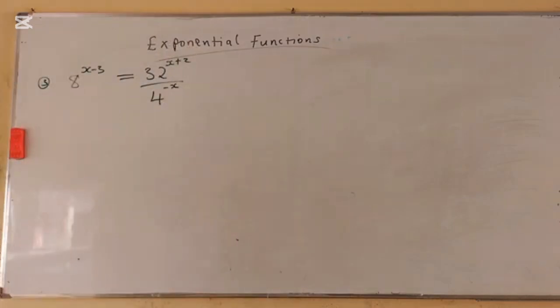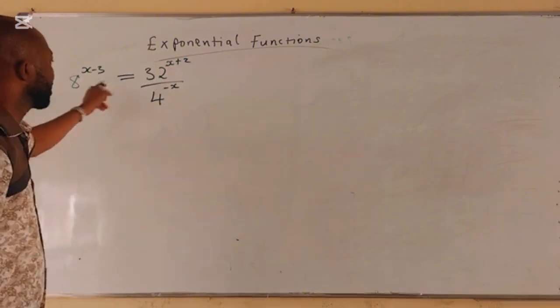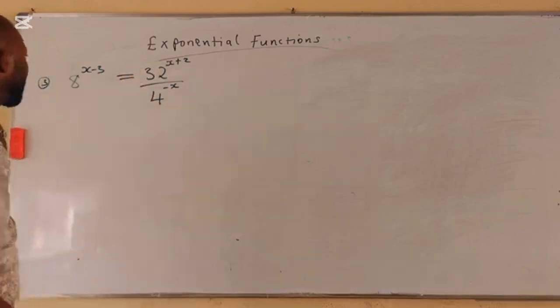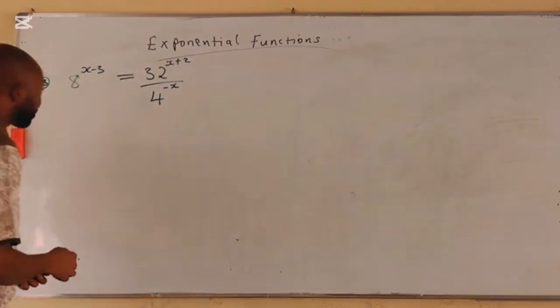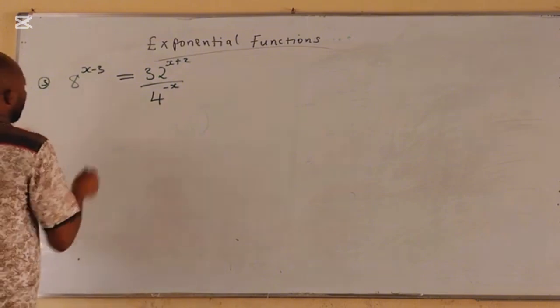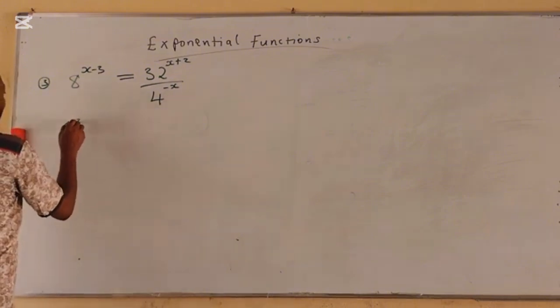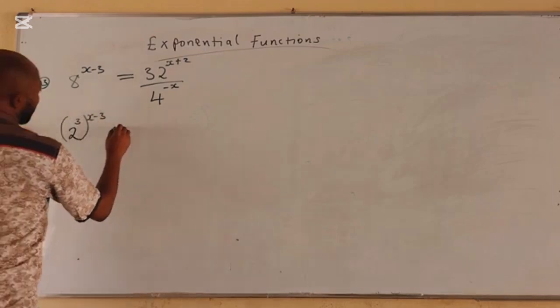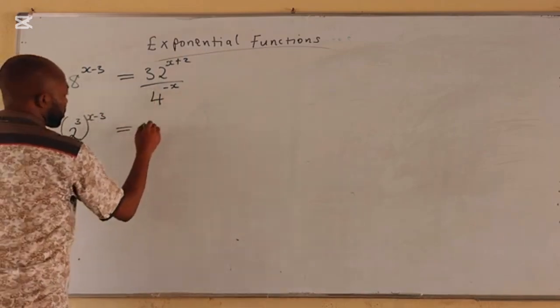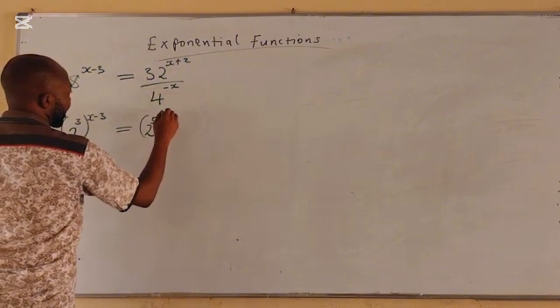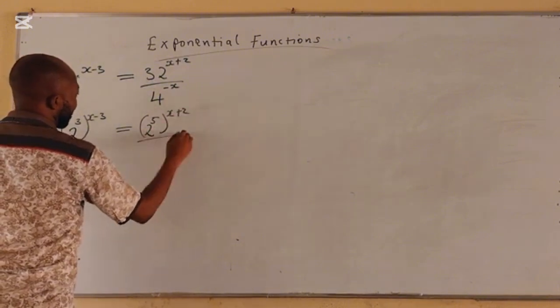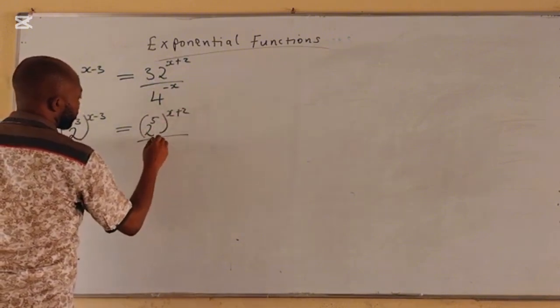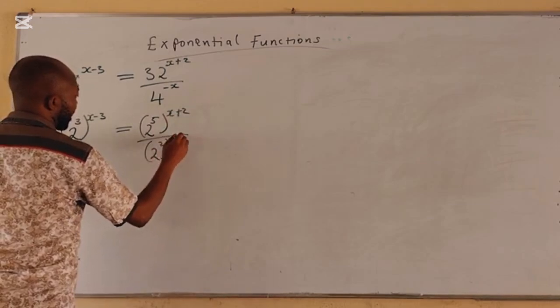The good thing about them all is that they all have something in common. 2 is here, 2 is here, 2 is here. First thing to start with, I want to start with 2. I have here 2 raised to the power 3(x minus 3) is equal to 2 raised to the power 5(x plus 2) over 2 raised to the power 2(minus x).